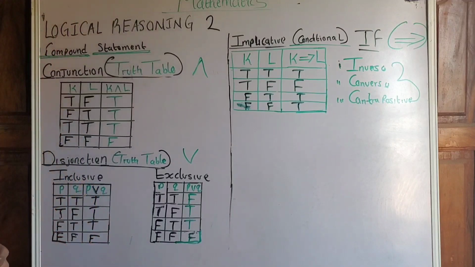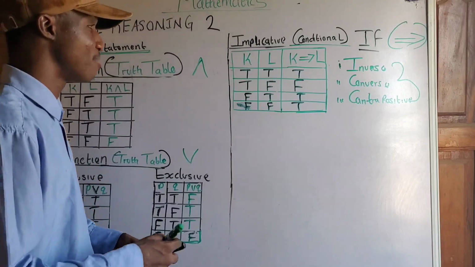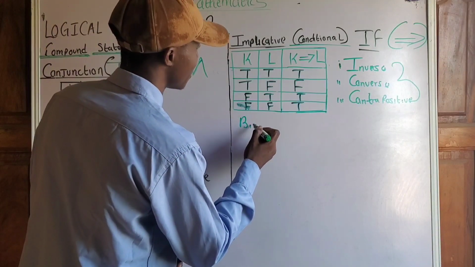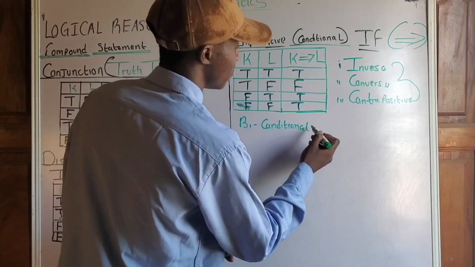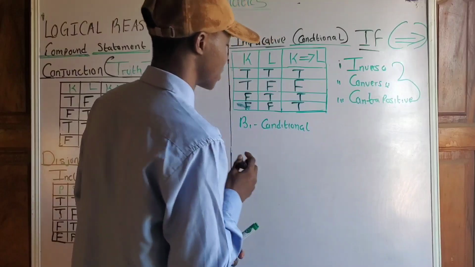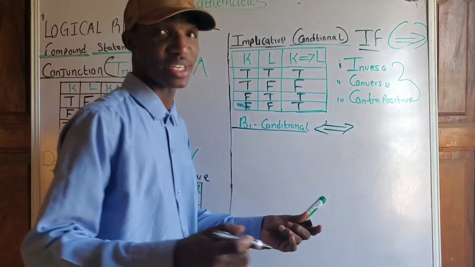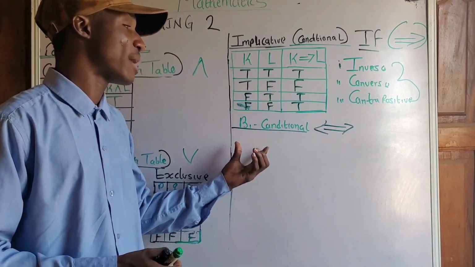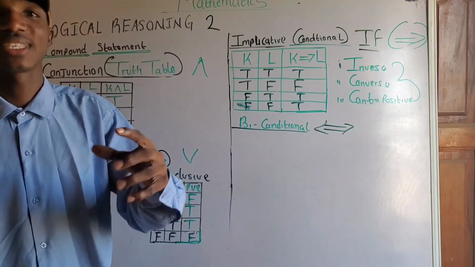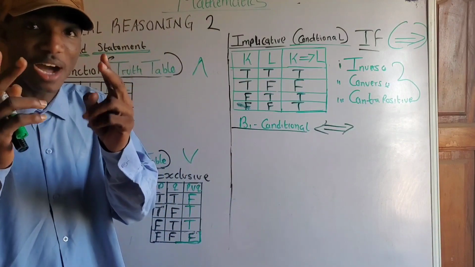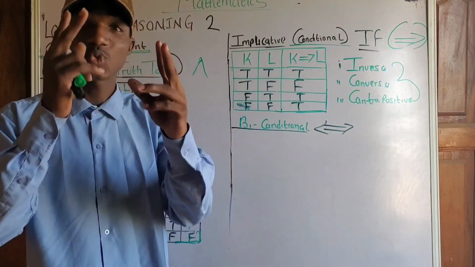And another important connective that we are going to talk about in this class is biconditional, or biimplicative. You see, the sign that is used to denote a biconditional statement is this, and I'm going to explain. Just pay attention. In a biconditional statement, we have two simple statements that are connected by if, but we have two if. Listen to me. In the conditional statement, we have only one if, right? But in this one, we have two if. Are you getting what I'm trying to say?